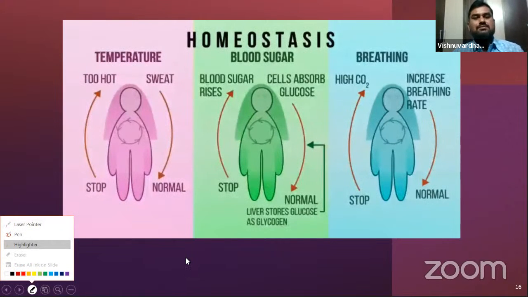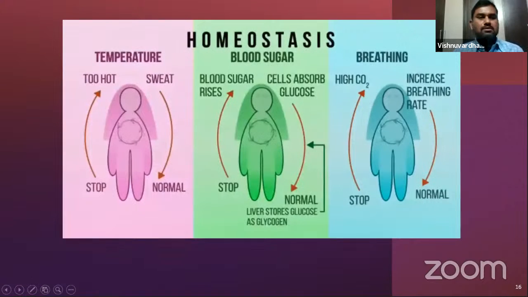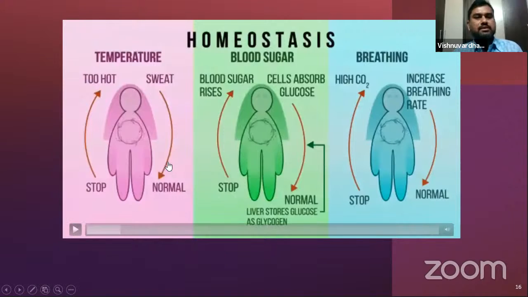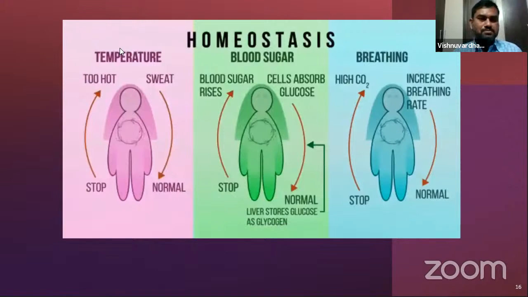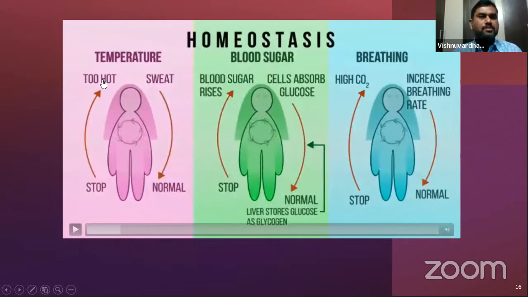Here you can see different types of conditions like temperature, blood sugar, breathing. If the outer environment is too hot, our sweat glands will be activated. When our body comes to the normal stage, the sweat glands will be deactivated.